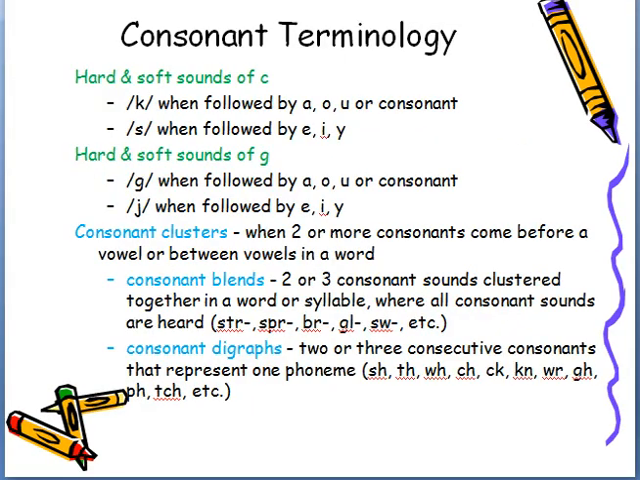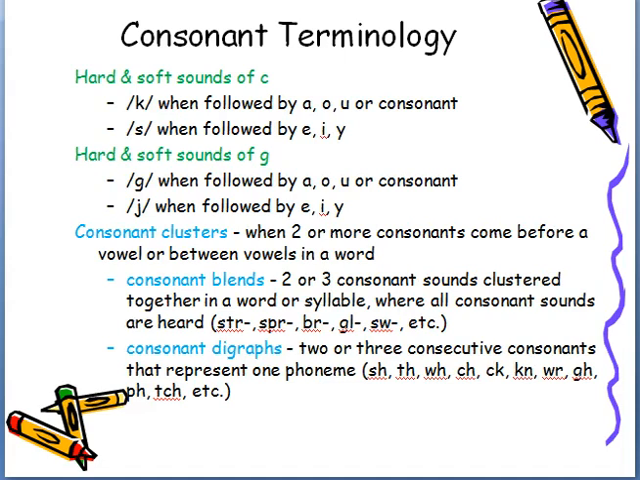Here are the most common terms used in reference to consonants. As you can see, in the case of hard and soft sounds for C and G, these letters are usually followed by the vowels E, I, or Y to make the soft sound. If followed by a consonant or A, O, or U, then they make the hard sound. Of course, there are always exceptions.